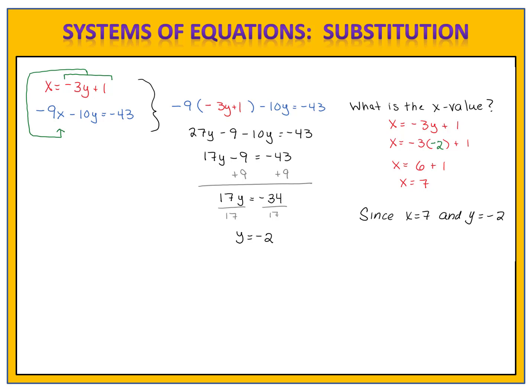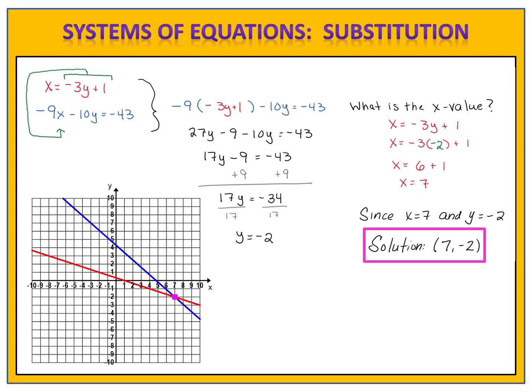Since x is equal to 7 and y is equal to negative 2, the solution to the system of equations is the point 7, negative 2. These are the values for x and y that would make both equations true at the same time. If I were to graph both of those lines, I would find that they would intersect at the point 7, negative 2, which confirms that I found the correct solution by using substitution.